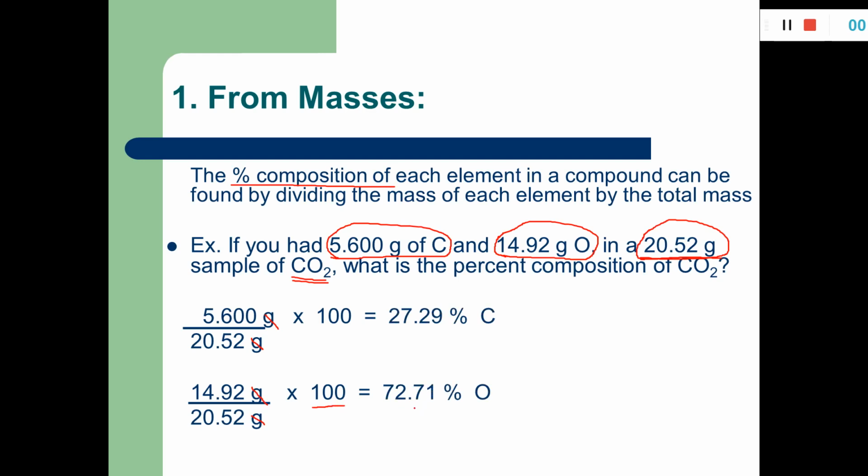Multiply by 100 to express it as a percentage, and we would end up with it being 27.29% carbon and the rest, 72.71%, oxygen. Now there's only two things in it, so as you find the first one you can just subtract from 100% to find the second one, or vice versa. Either way, given the numbers, you can express what the portion of the whole is as a percentage fairly straightforwardly.